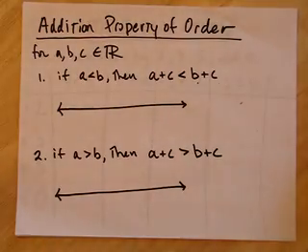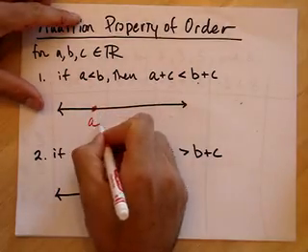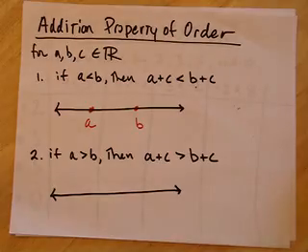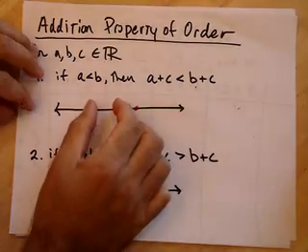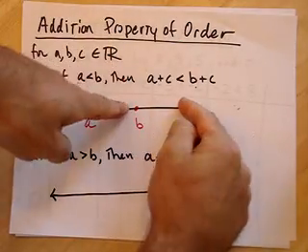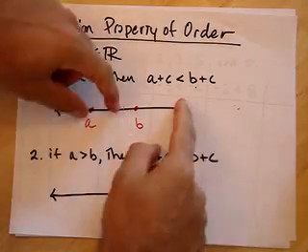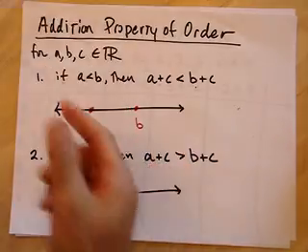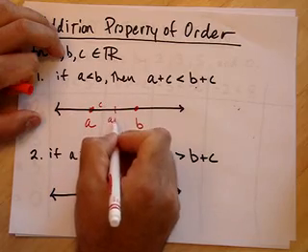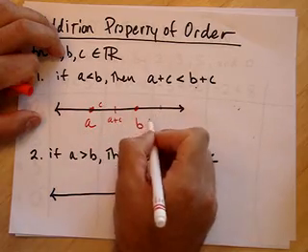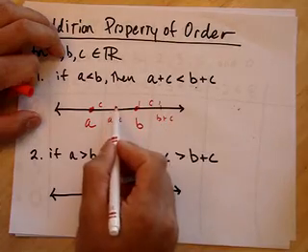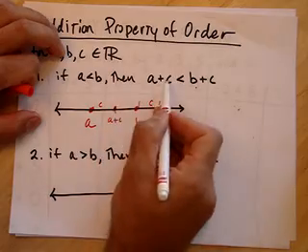All right, anyway, the addition property of order. Suppose A is to the left of B, or A is less than B. Then adding C to both, suppose I add some distance C here and C here, these are still going to be the same thing. Adding C to A moves A a distance C, and B moves the same distance C. A plus C is still going to be to the left of B plus C.